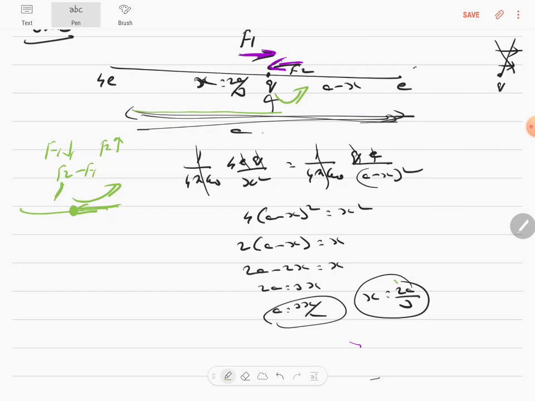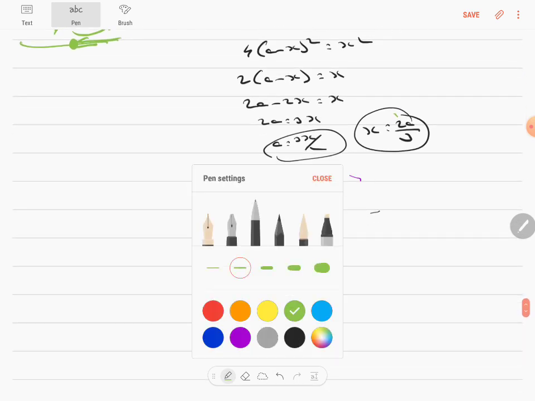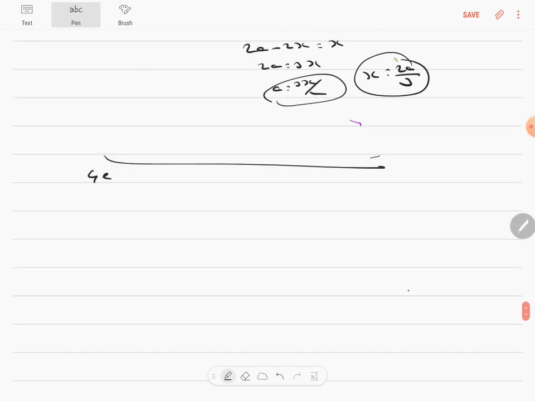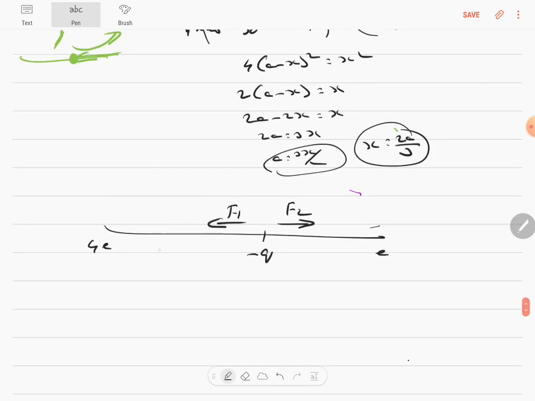When you insert a positive charge, that is what happens. What happens when you insert a negative charge? Let's see. The same sum, 4e and e. I'm going to insert a negative charge, and 4e is going to be attracting it, which is F1. The small e is going to be attracting it, which is F2. Even then the forces will cancel. The same location, x is equal to 2a by 3, is where they'll cancel out. There's no difference in that.